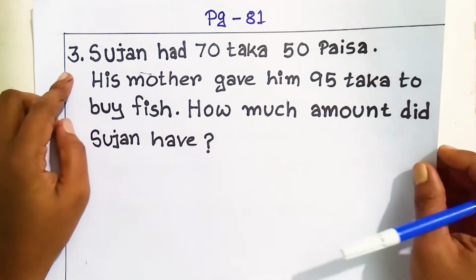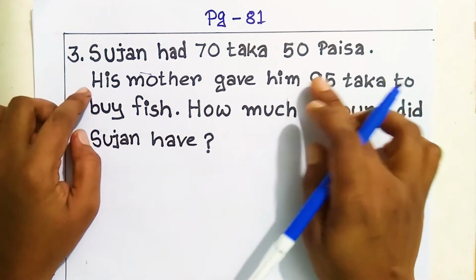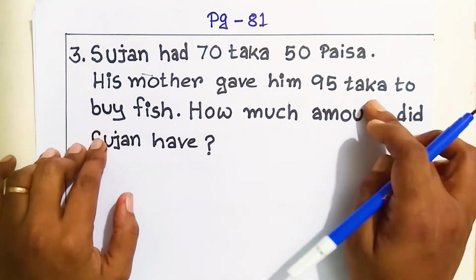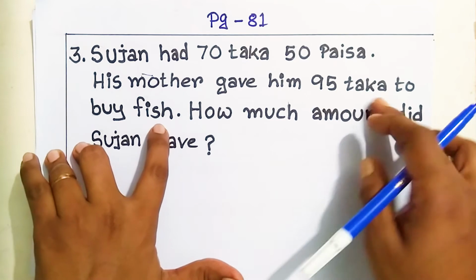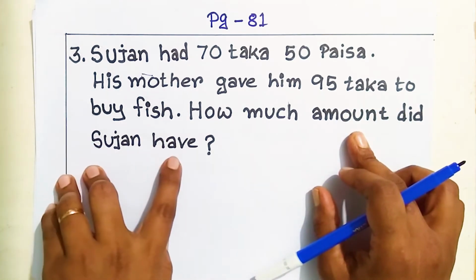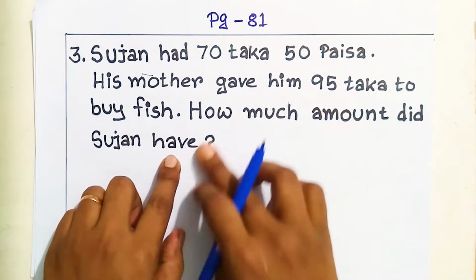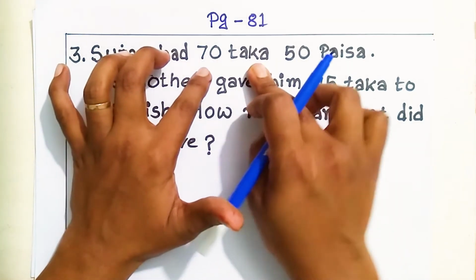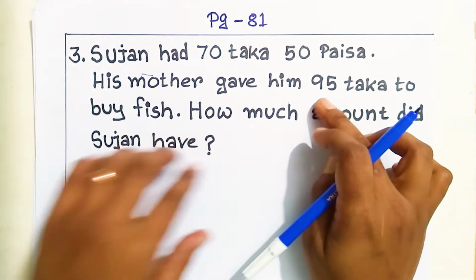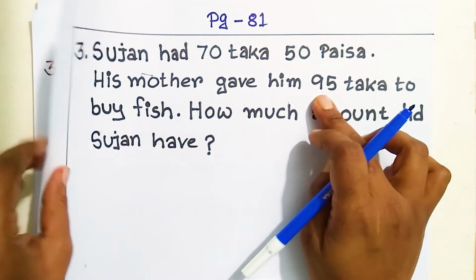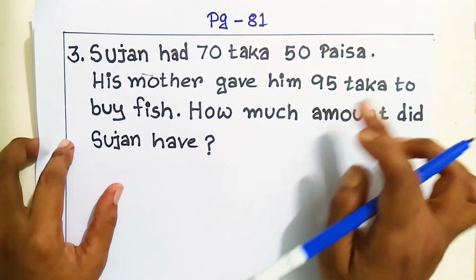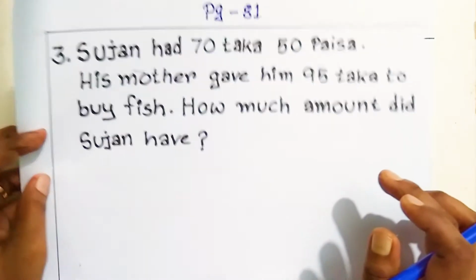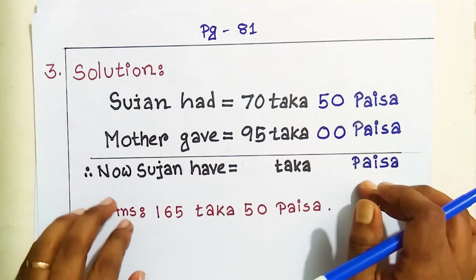Question number 3 is: Sujan had 70 taka 50 paisa. His mother gave him 95 taka to buy fish. How much amount did Sujan have? So we will do addition here. And see here, here is 70 taka 50 paisa, but here is only 95 taka, no paisa. So we can write here 0 paisa. Let's go for the solution.